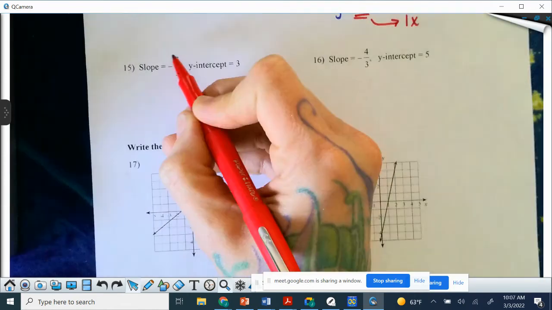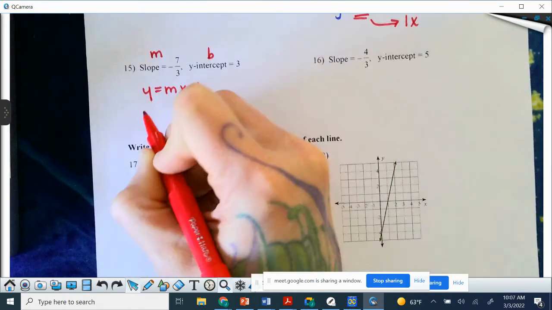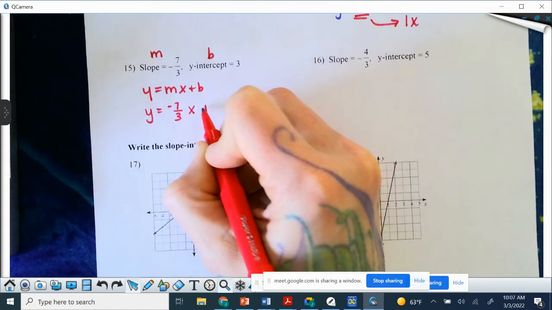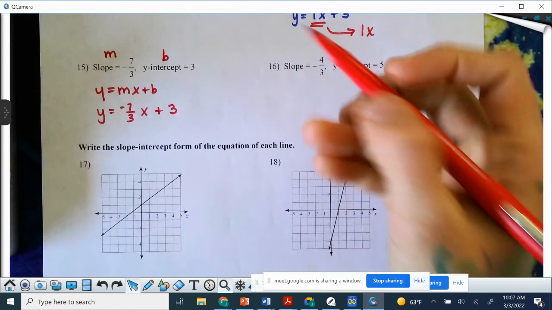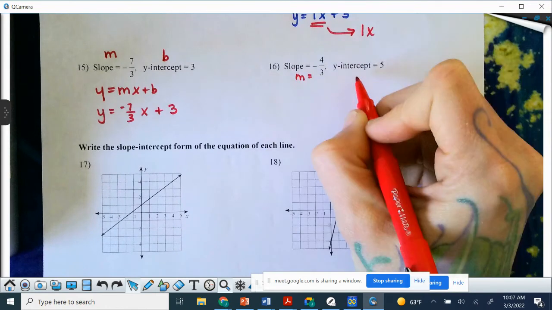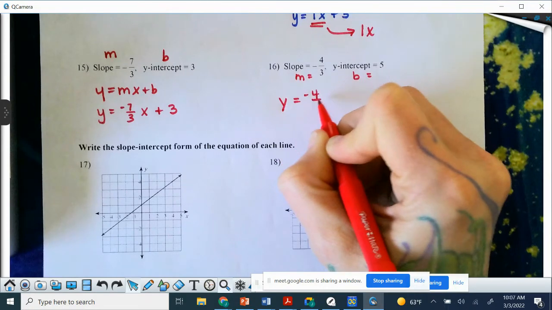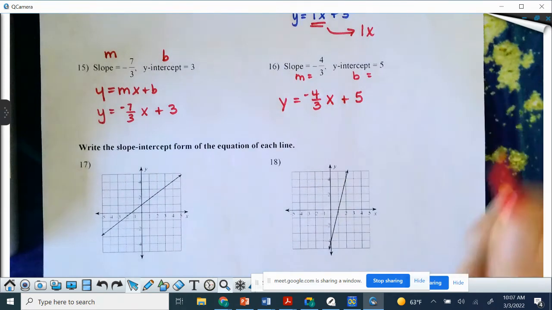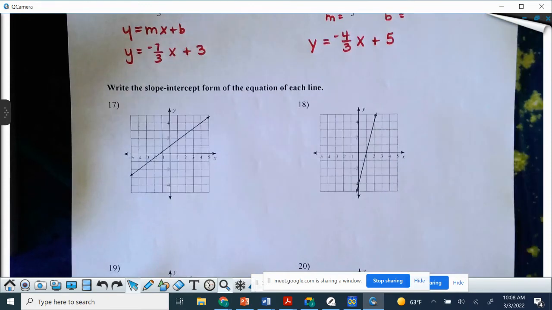So an ugly slope of a -7/3. So this is our m, and it's our b still. So again, y equals mx plus b. So y equals our slope, x after it, plus 3, because our b is 3. And then number 16 again is our slope, which is just our m value. Y-intercept is going to be our b value. We have y, our m is negative 4 over 3, x, and then plus b, just going to be plus 5 because it's a positive 5. So that's writing the equation when given the slope and the y-intercept.